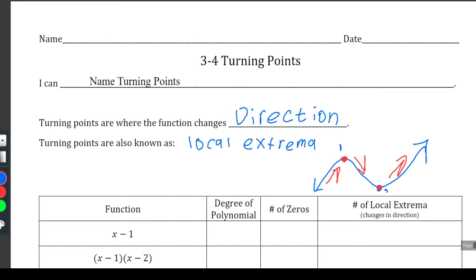If we look at point 2, it is a local minimum, because in this general area, the function can still go lower than this. It's just in this area, it does not go any lower. It changes directions. The function goes from increasing to decreasing, or from decreasing to increasing. You could also think of it as the slope is changing from positive to negative, or from negative to positive.